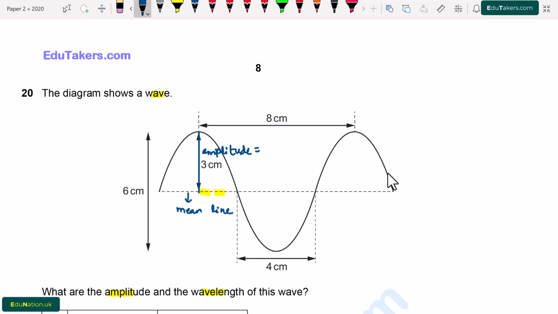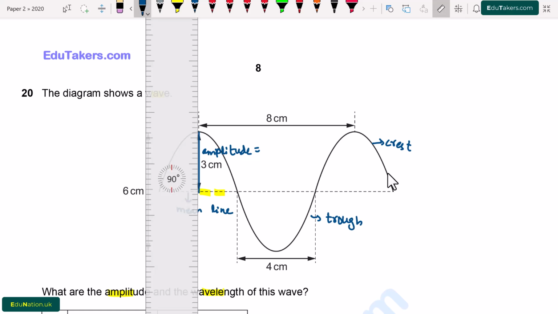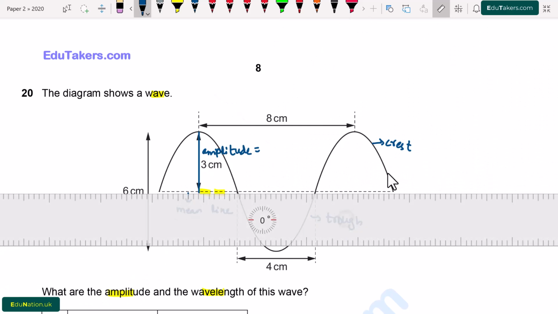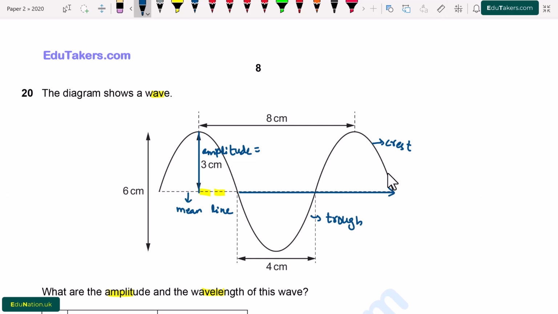Next we have to find out the wavelength. Wavelength is the distance between two consecutive crests or troughs. Crest is the upper portion while the trough is the lower portion. Now I am going to draw the line to show the distance which is equal to wavelength. So this distance is basically equal to the wavelength, and this half distance is given, which is 4 cm.